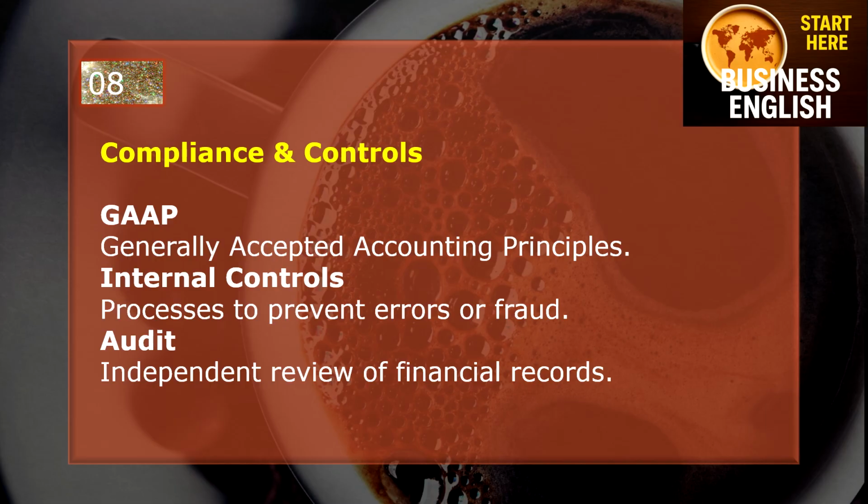Compliance and controls. GAAP, Generally Accepted Accounting Principles. Internal controls: processes to prevent errors or fraud. Audit: independent review of financial records.